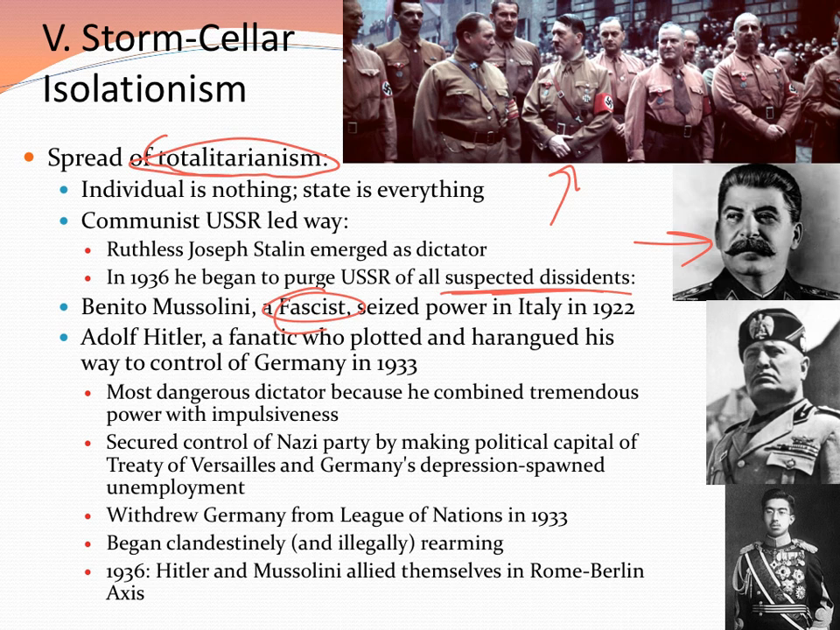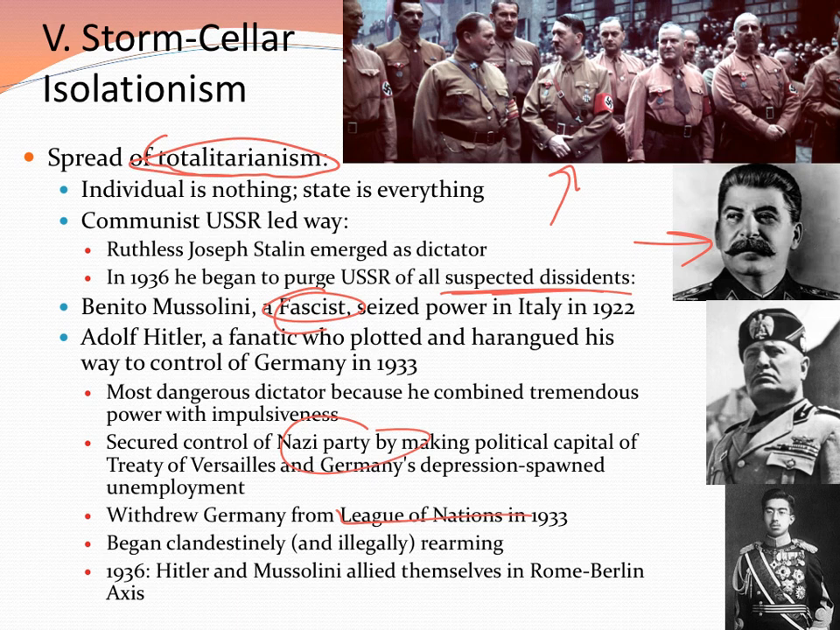We'll look at this more in class, but understand that Hitler began to work his way into power, and he began to make allies out of groups like the secret police and all that sort of stuff. And he's going to create a sense of terror in Germany, and that is going to help to consolidate his power. And we'll talk about this, like I said, more in class. But he will secure the Nazi Party by making political capital of the Treaty of Versailles. He's going to outrightly flaunt that they're not going to listen to it. He's going to help turn around their economy, and he will withdraw Germany from the League of Nations.